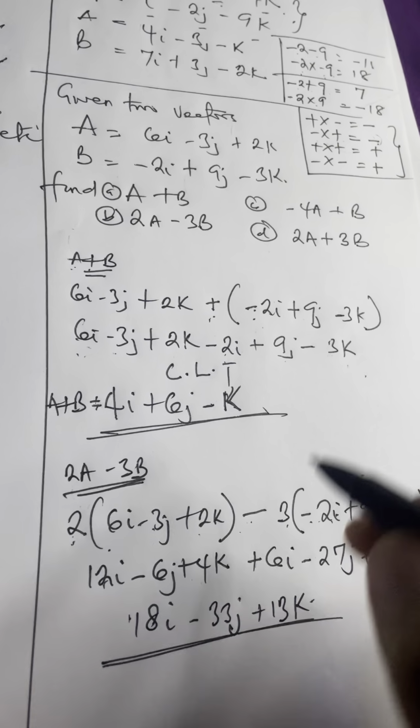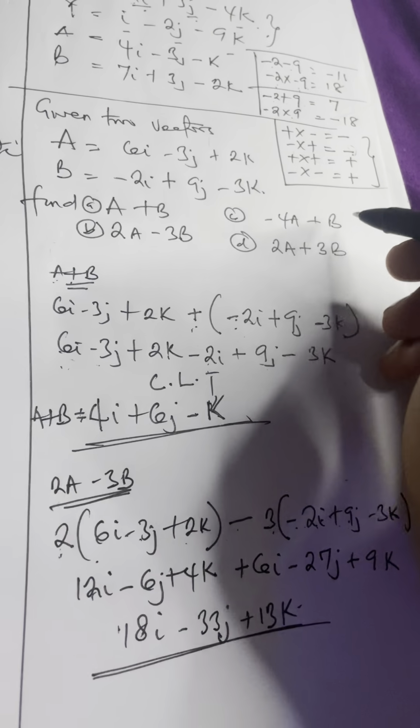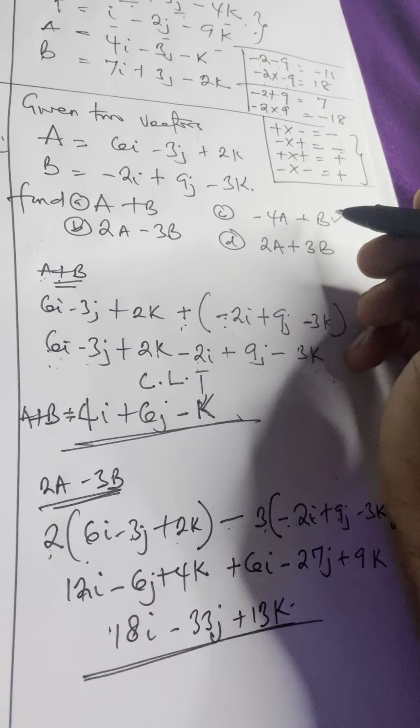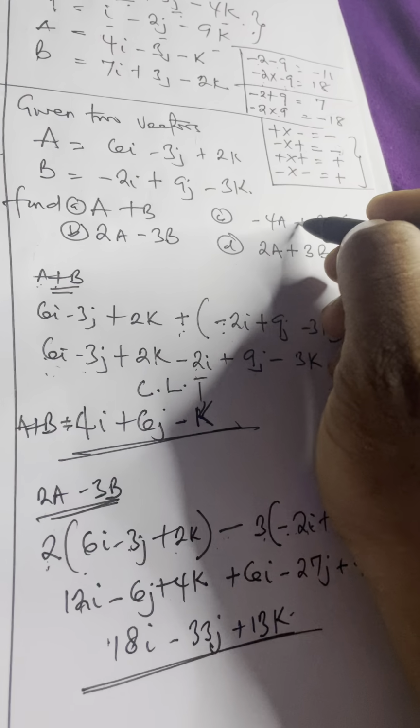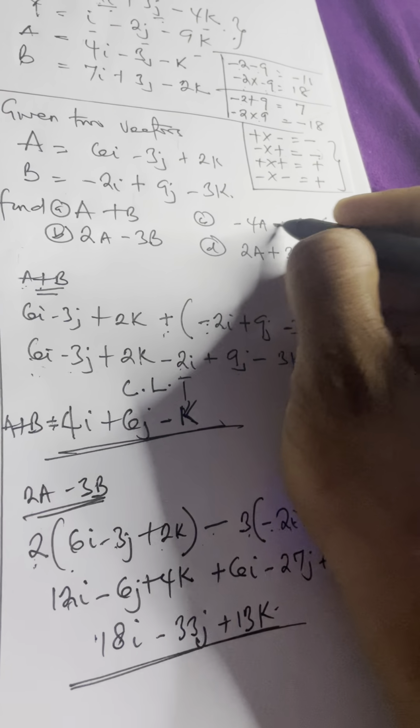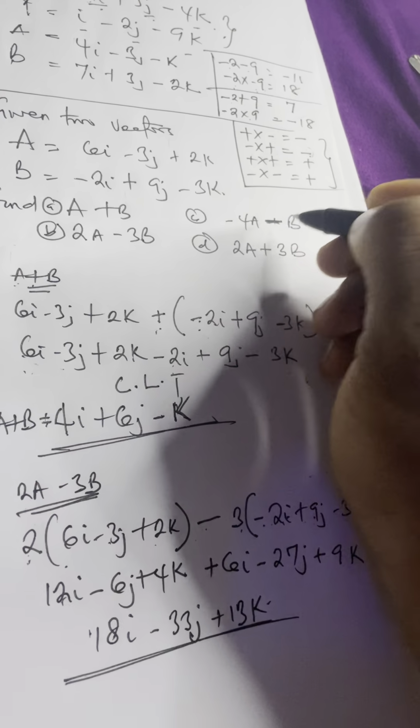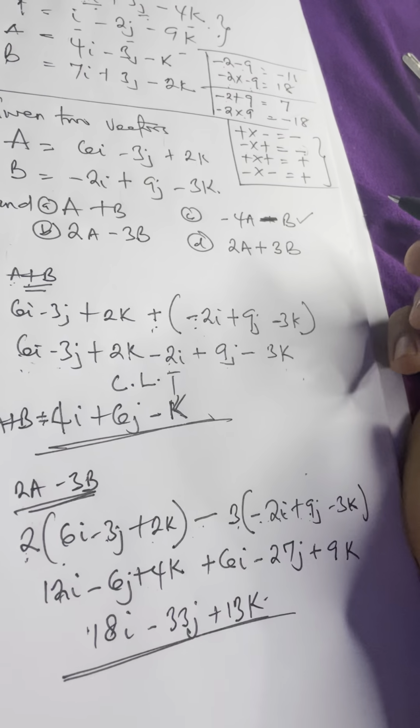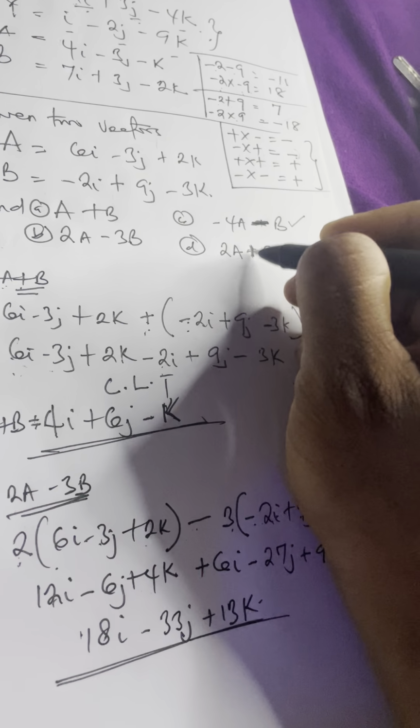All right, so I want you to try the C. We have minus 4a minus b. This is minus 4a minus b, not plus b. Minus b, please. With 2a plus 3b.